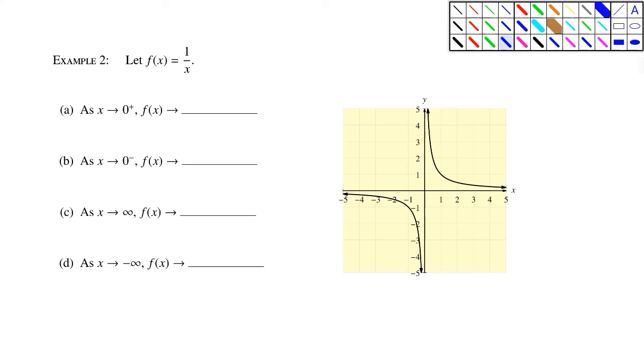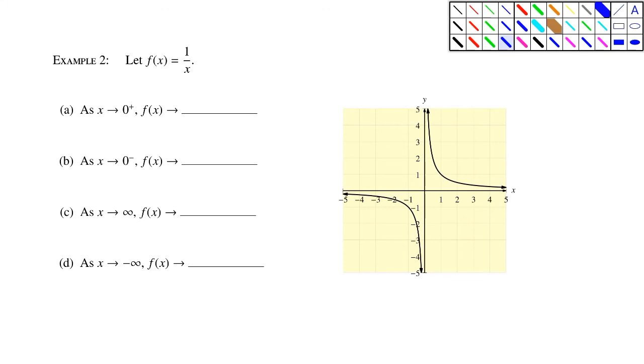Example number 2 says, let f of x be equal to the function that's 1 over x. That's a rational function. 1 is a polynomial. It's not a great polynomial, but it is a polynomial. And of course, x is a polynomial. So f is a rational function. And then here we want to do these 4 parts.